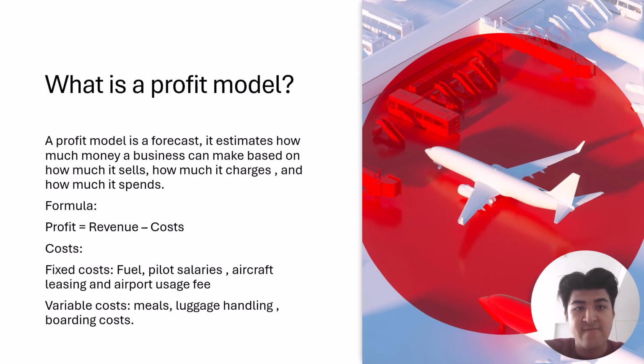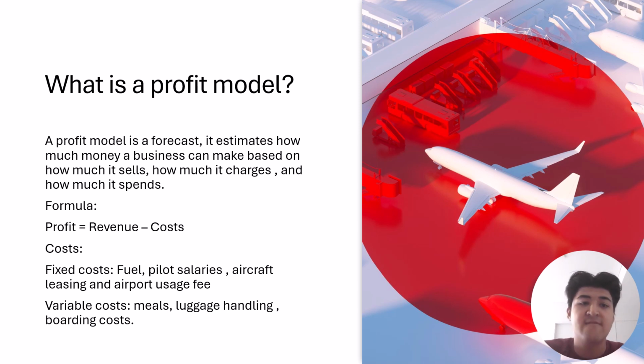Let's begin with the foundation. The profit model. A profit model is essentially a forecast. It estimates how much money a business can make based on how much it sells, how much it charges, and how much it spends. The formula is very simple. Profit equals revenue minus costs. But the beauty lies in the breakdown. For an airline, revenue comes primarily from ticket sales.